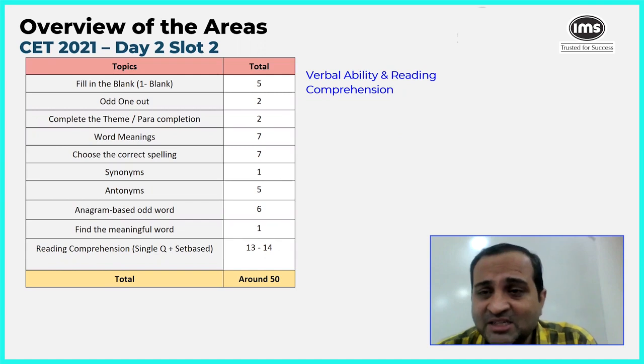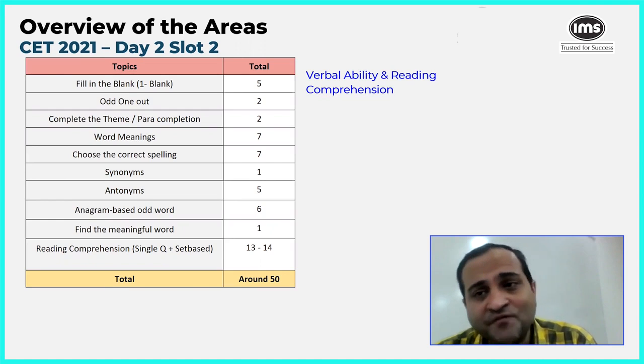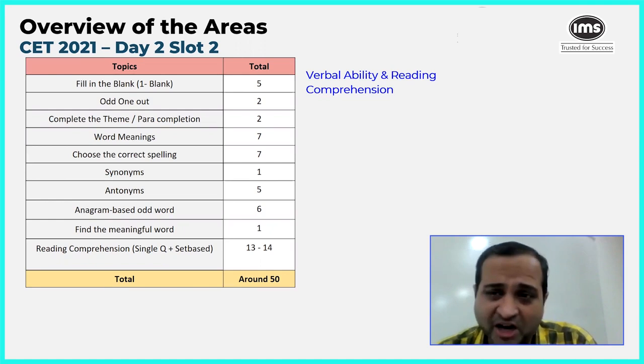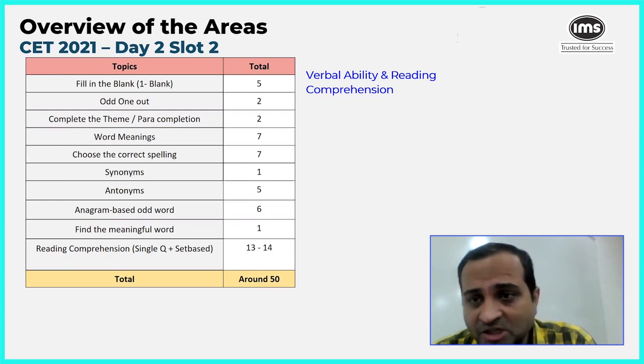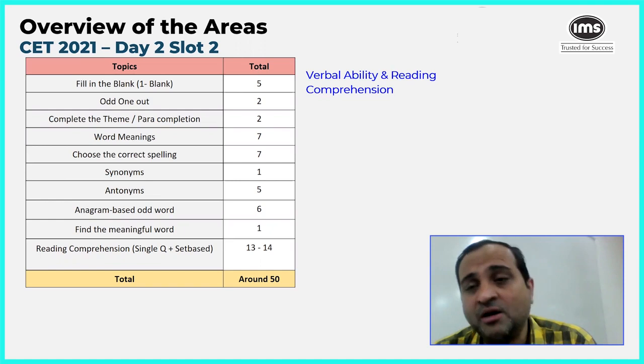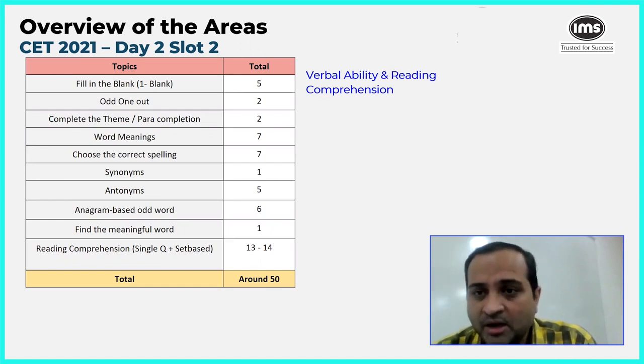So this was the analysis of day 2, slot 2. Okay, a good attempt would be anywhere in the range of 150 to 155 questions. You are targeting colleges like Jamnalal Bajaj. Okay, nothing hugely different from day 1 or day 2 slot 1 compared to last year's test.